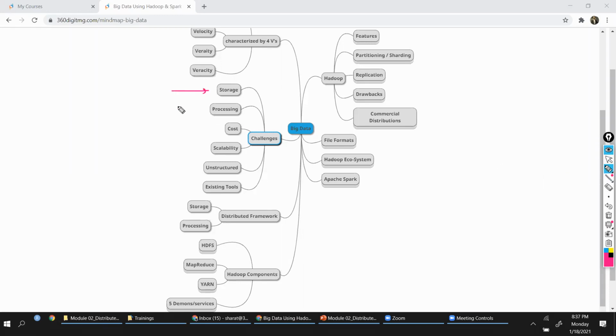The primary challenges that we need to look at with respect to big data are these two: storage and processing. And of course, if I have to use an infrastructure which can handle this big amount of data, then we need to look at the cost. Scalability is also another primary factor, because the data is going to grow. It's not going to stop, right? Day on day, it is going to increase. In fact, it is said that every day, the amount of data getting generated is almost doubled.